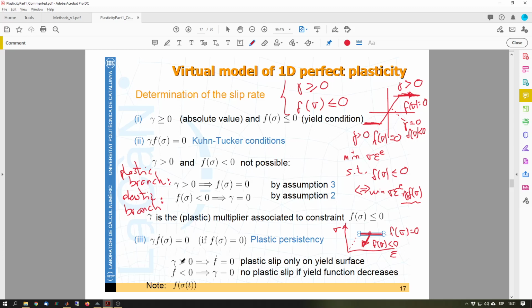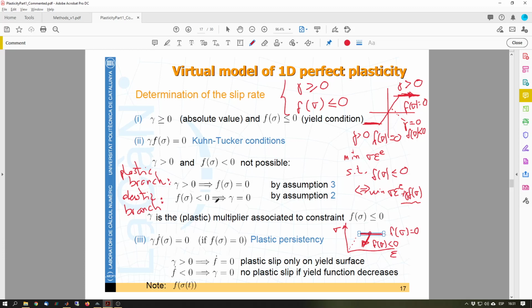This must be equal to 0. So whenever gamma is different from 0, it can only be positive. Then it means that f is equal to 0. So we are at the yield and we remain on the yield surface. That's why it's called a persistency condition. And whenever f dot decreases, so it goes from f equals 0 to a negative value, we must have no additional plastic strains. So no plastic slip, no relative motion between the two.